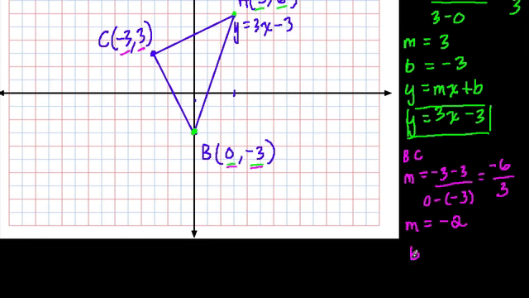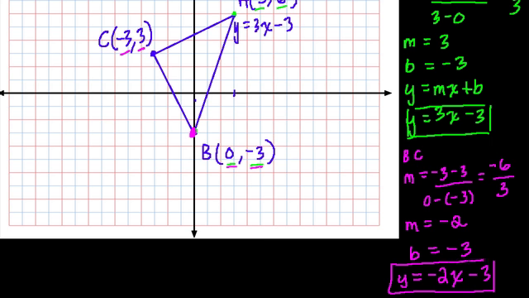And the b value, again, this point down here is crossing the y-axis. That's our y-intercept. So that b value is also -3. So the slope for this line will be what? Well, our slope is -2, right? And our y-intercept's -3, so I get -2x minus 3. And then one more to go.